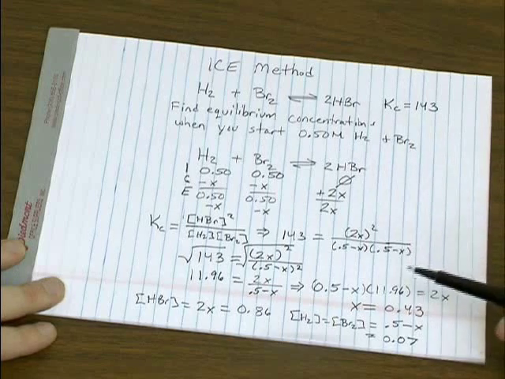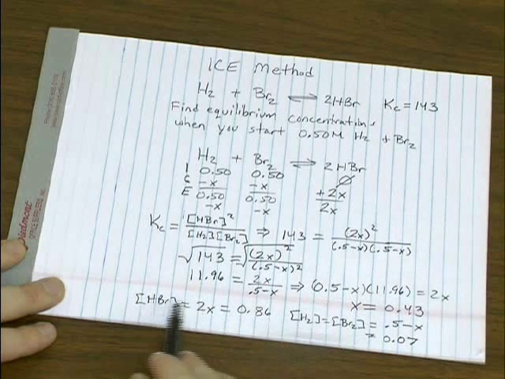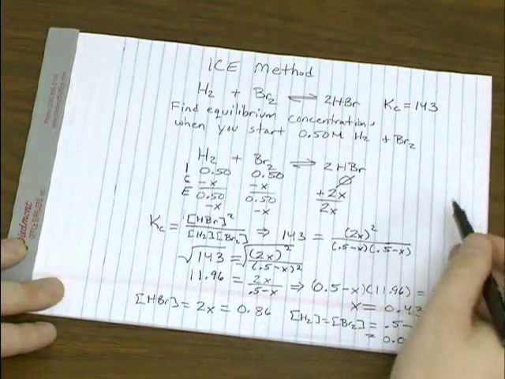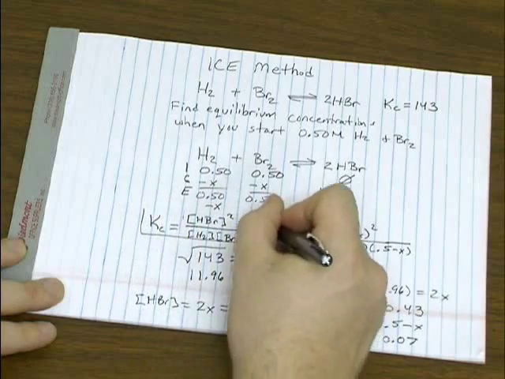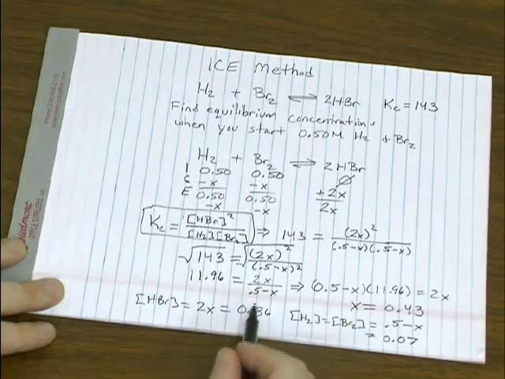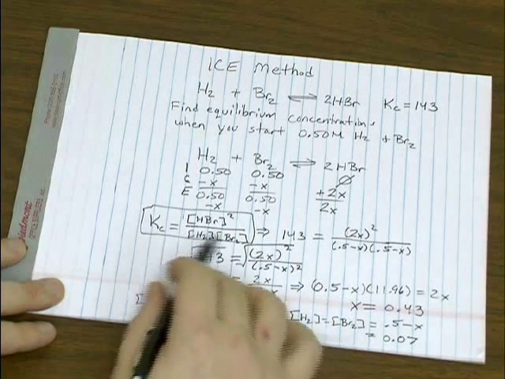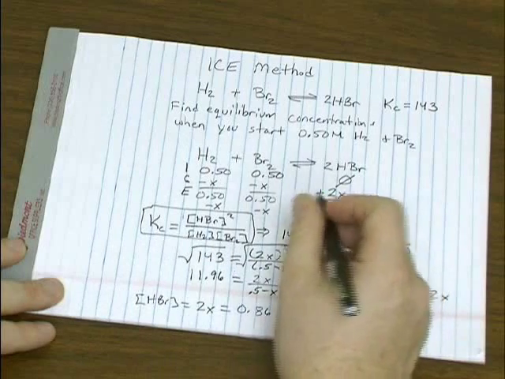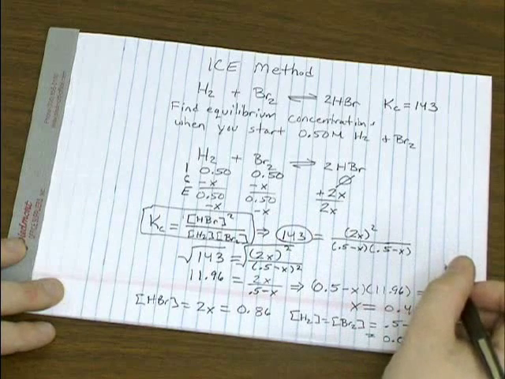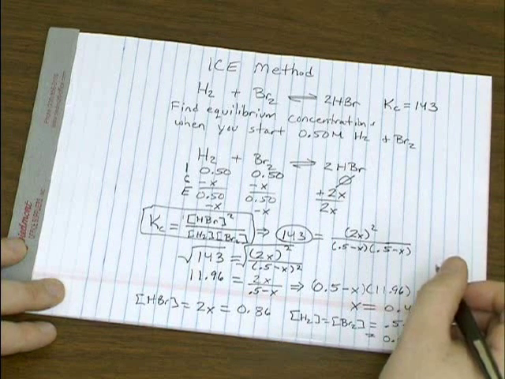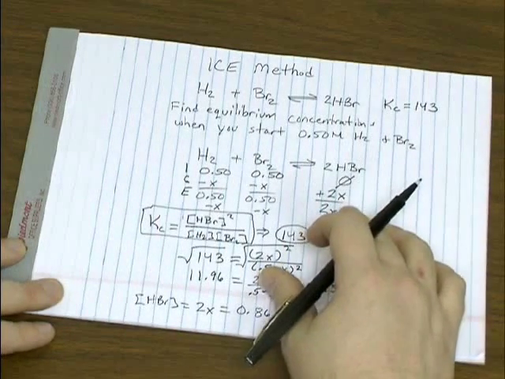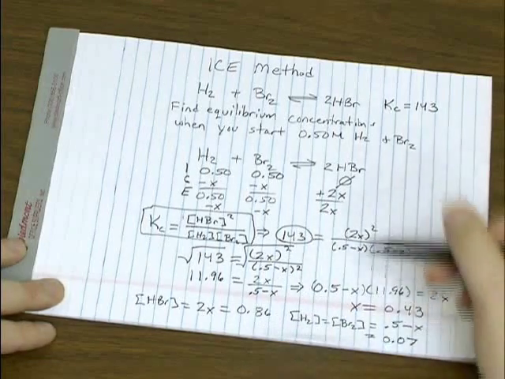There's a pretty simple way to check your work. If these are actually the concentrations of these three parts of our equation, then when you plug those into this expression for K, you plug 0.86 into the top part, 0.07 into each one of your reactants, you should get an answer that's reasonably close to 143. If it's not reasonably close and it's way off, then you probably did something wrong and you need to go back and check your work.